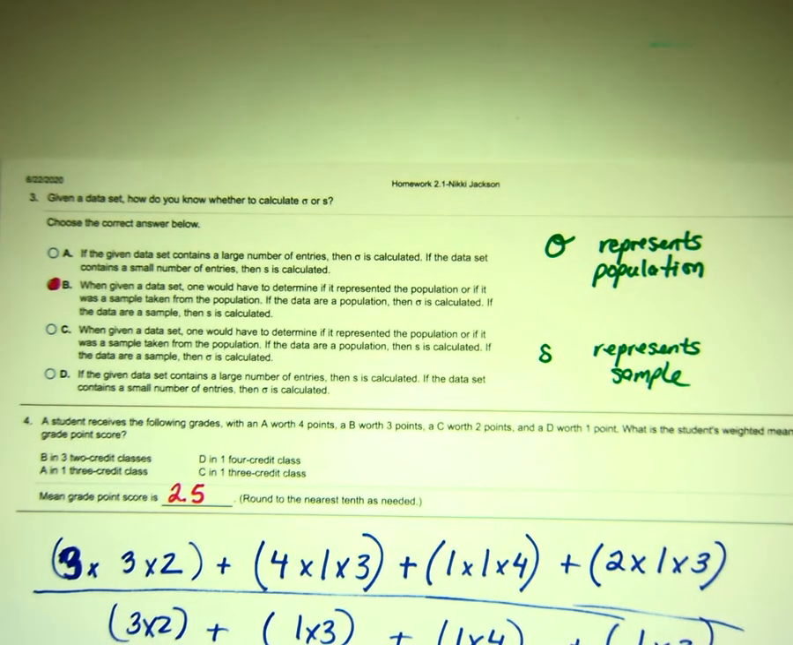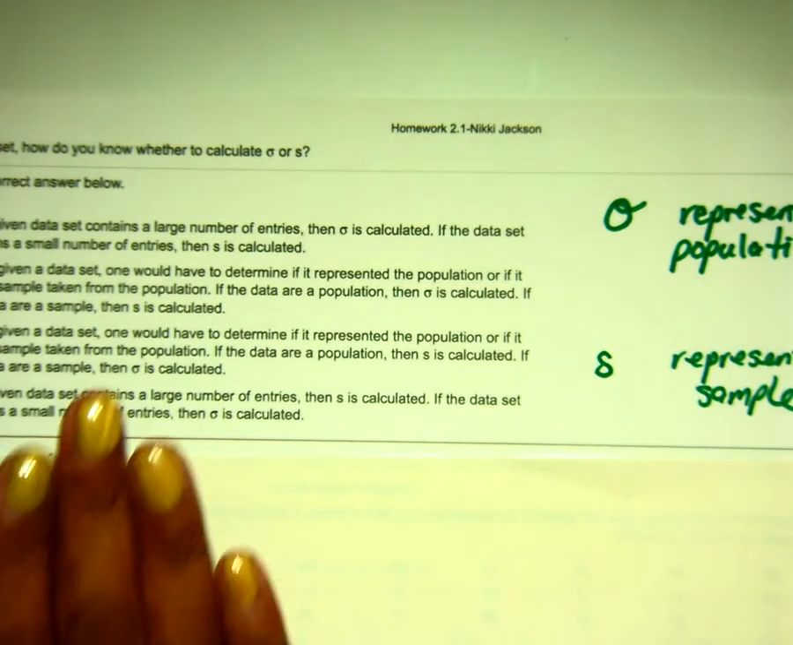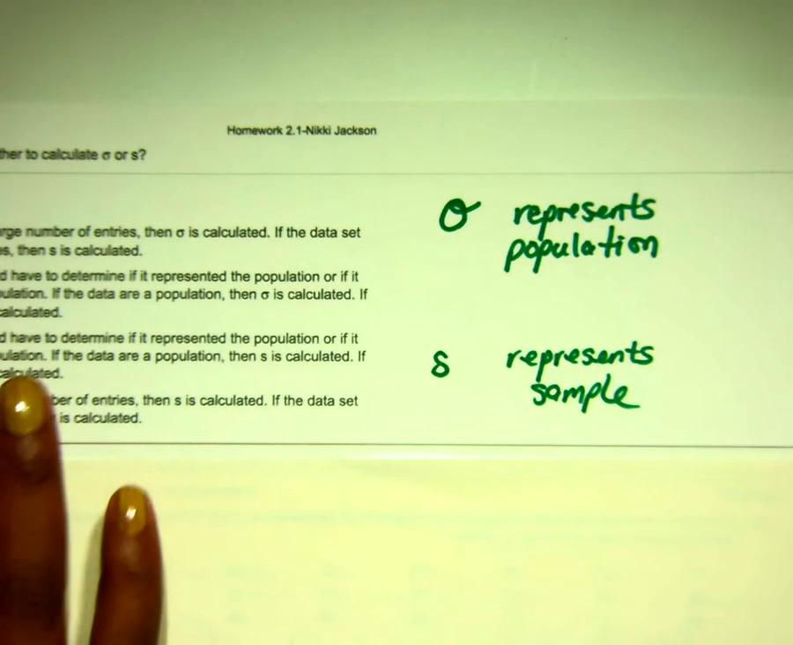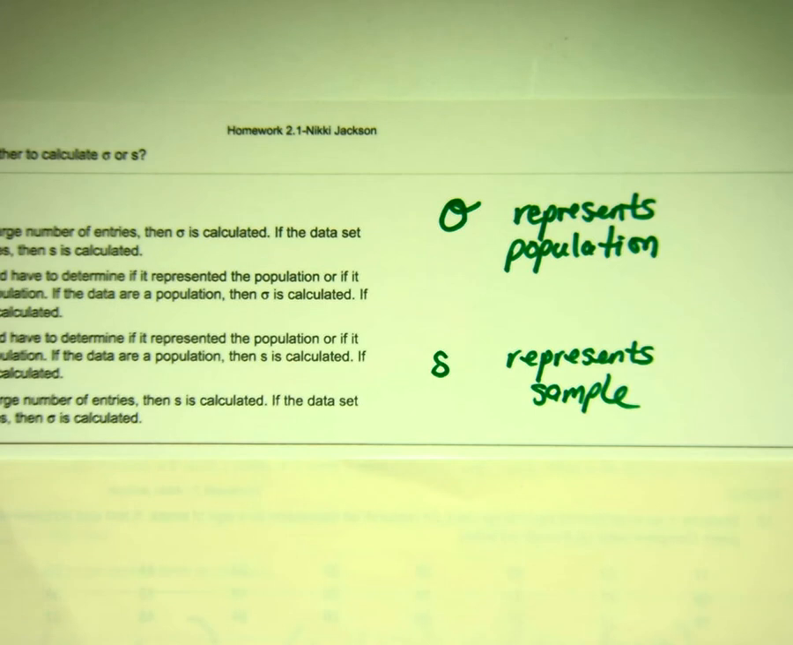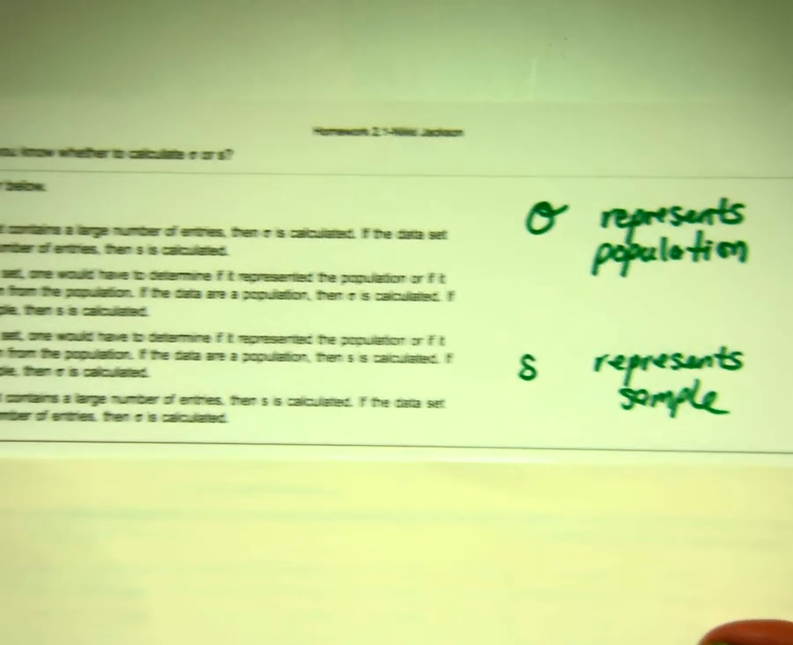Again, here's an example. We're only focusing on number 3 at the moment. So let's zoom in so you can actually read what it's saying. Now off to the side, I said that the σ represents your population and the S represents the sample. What it's asking is, given a data set, how do you know whether to use your population or your sample?